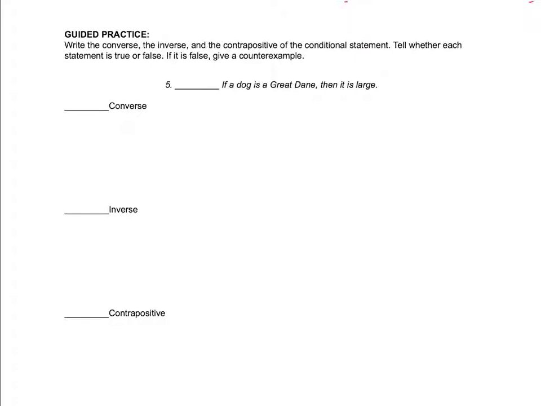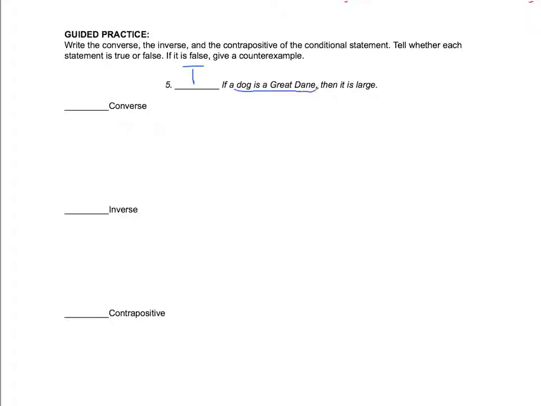All right, let's look at this next problem right here. The next problem says, write the converse, inverse, contrapositive of the conditional statement. Tell whether each statement is true or false. If false, give a counterexample. So the same thing. Our first: if a dog is a Great Dane, then it is large. Now we're talking about dogs here, not puppies, so this is definitely true.